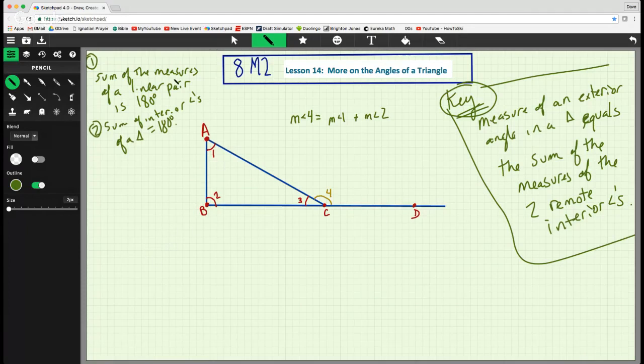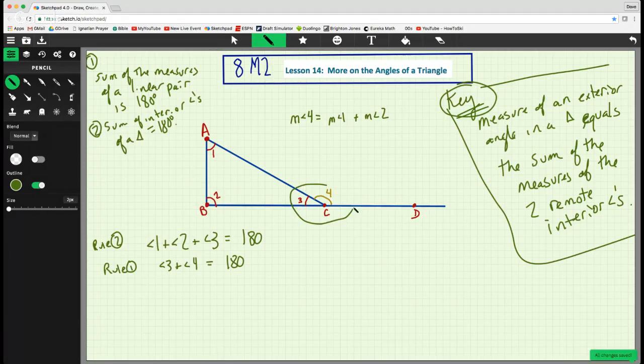Well, let's write it out. Let's write out these first two rules and see if we can make heads or tails of how we can go about proving it. So let's write this down. Angle 1 plus, we'll use rule 2 first, plus angle 2 plus angle 3 equals 180 degrees. Well, that's our triangle rule. This is rule number 2. Rule 1 says that angle 3 plus angle 4 equals 180 degrees. Why? Because they form a linear pair.